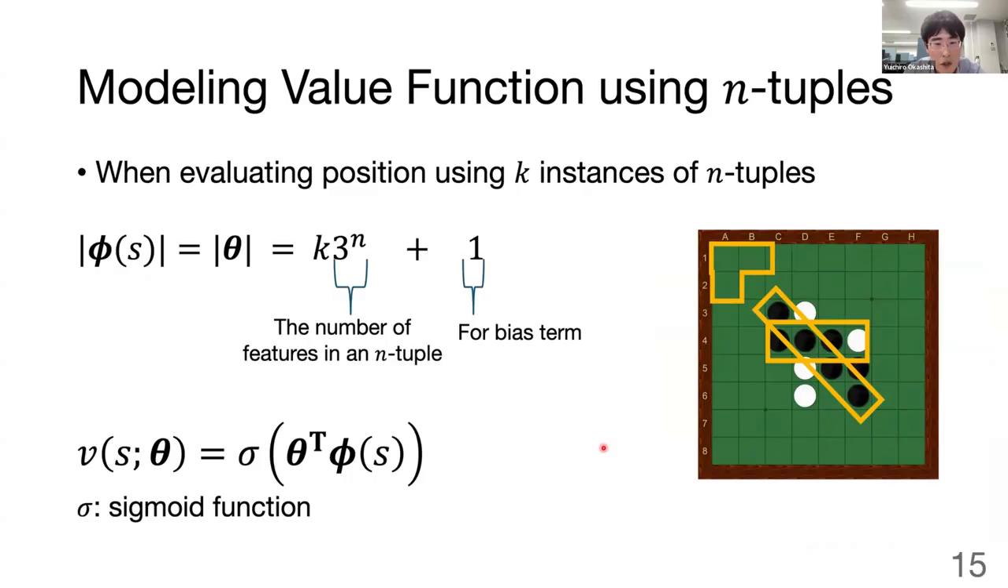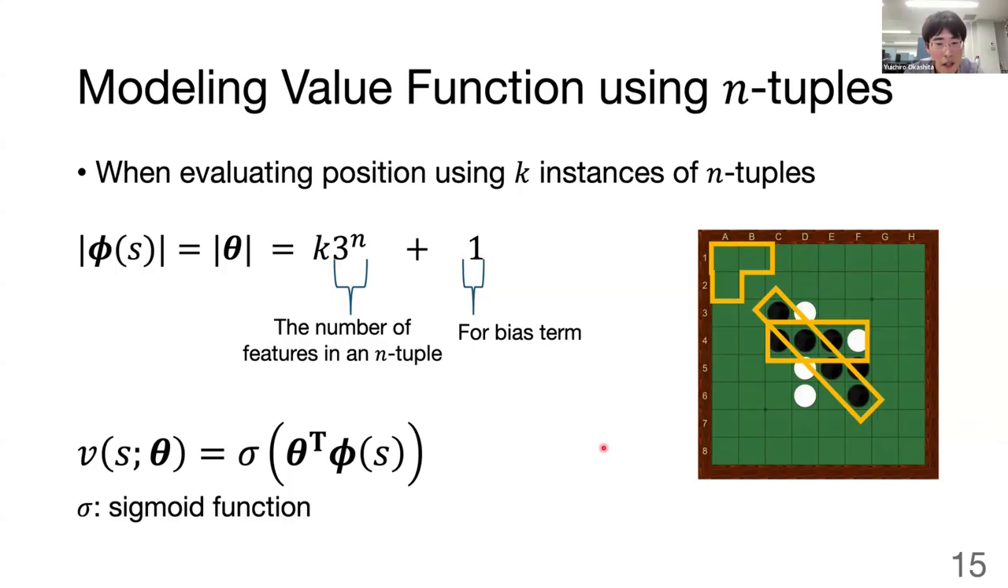When evaluating positions, we use k instances of n-tuples. Each n-tuple has 3^n possible features because each cell has 3 states: black, white, and empty. So you can represent the presence or absence of each n-tuple's feature using a k times 3^n dimensional vector called the feature vector, phi(s).